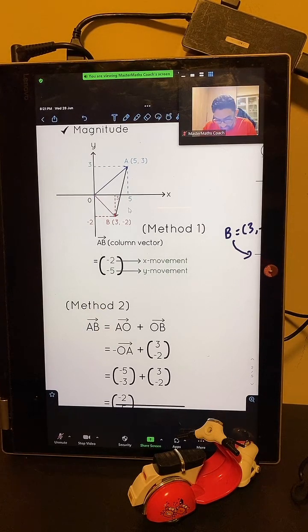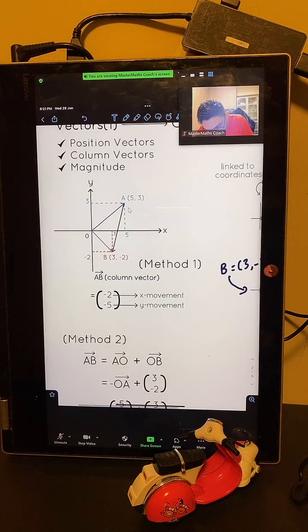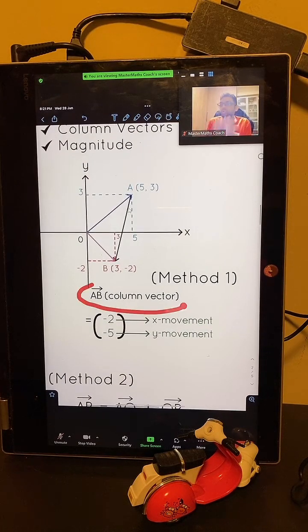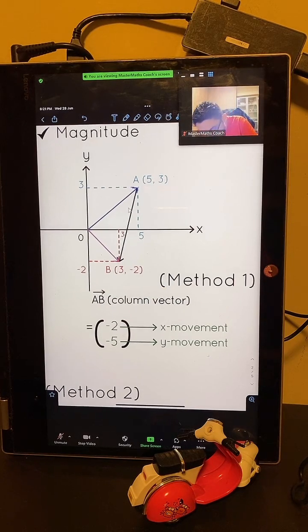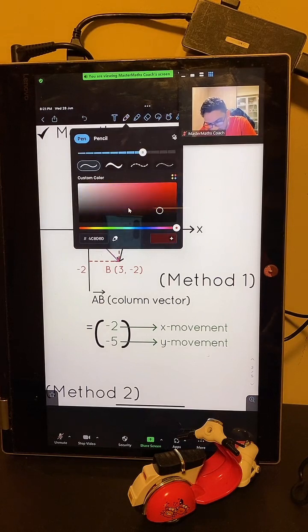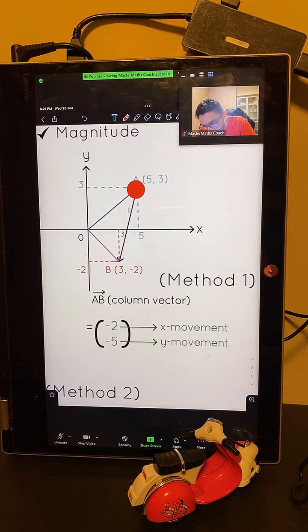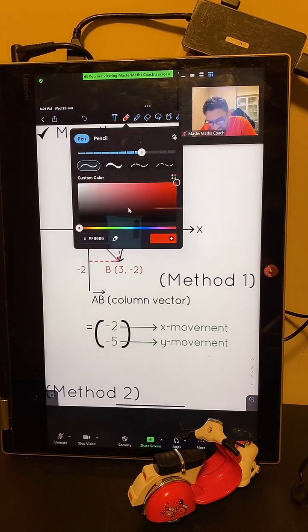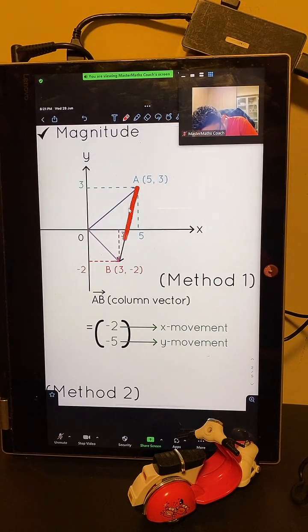Example, look at this diagram here. AB is a column vector. Method number one, how do you find the vector AB? How do you go from Kuala Lumpur to Singapore? How do you go from KL down to Singapore? Let's use a thicker line here so that you can see clearer. Sorry, that's too thick. How do you go from KL to Singapore?